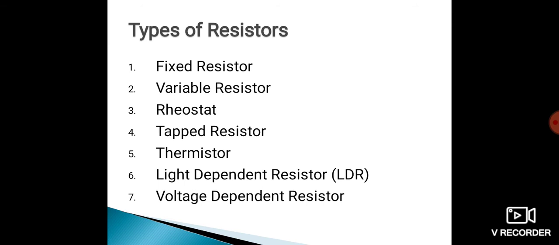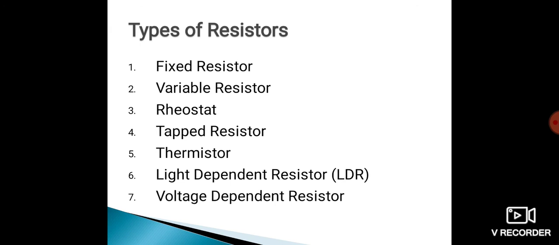Total 7 types of resistances are there, out of which in syllabus we have only the first 2 types of resistors, that is fixed resistors and variable resistors. The other 5 resistors, I will give you just an introduction about that. Rheostat means it is an insulating material over which resistive wire is wound and one variable terminal is provided to change the value of resistance.